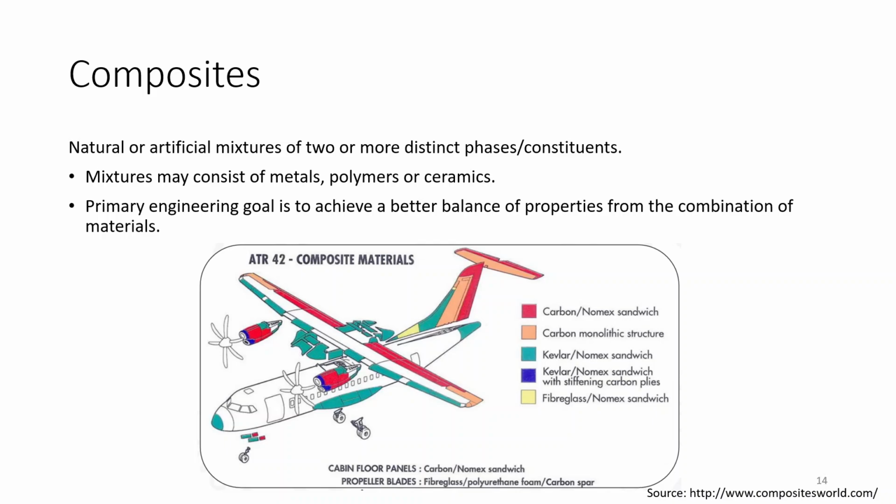And here you can see different parts of your airplane can be made of different types of materials. So these different colored materials are some of the composites. The red one is for carbon Nomex sandwich, and orange is for carbon monolithic structures. The light blue is Kevlar Nomex sandwich, and dark blue is Kevlar Nomex sandwich with carbon plies, and the yellow one is for fiberglass Nomex sandwich. The cabin floor panels are made with the carbon Nomex sandwich, and the propeller blades are made with fiberglass, polyurethane foam and carbon spar.